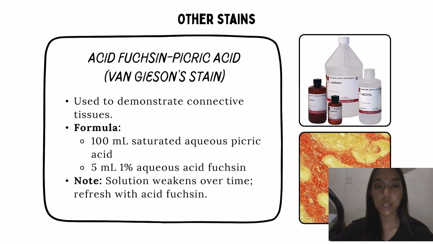The Van Gieson stain is used primarily for demonstrating connective tissue, particularly collagen fibers, which are stained red, while muscle fibers and cytoplasm appear yellow. The formula consists of 100 ml of saturated aqueous solution of picric acid combined with 5 ml of 1% acid fuchsin. This solution weakens over time, so it should be refreshed by adding a few drops of fresh acid fuchsin.